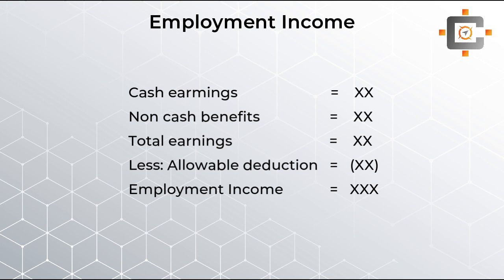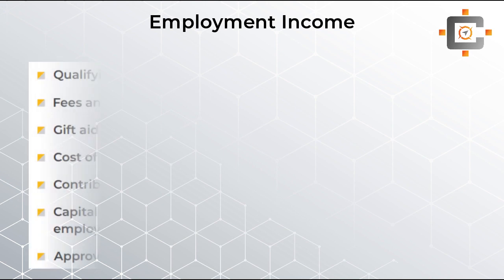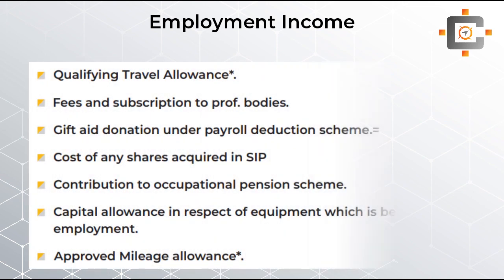Now let's see which are the allowable deductions that we can claim under the employment income. The first allowable deduction, students, you can see over here is the qualifying travel allowance. It's nothing but if you have traveled for employment reasons and during the whole travel journey you have incurred any expenditures, then you can claim the deduction for that travel allowance.